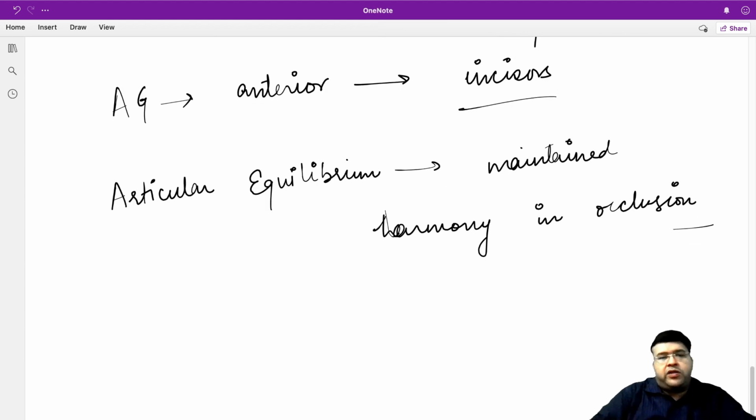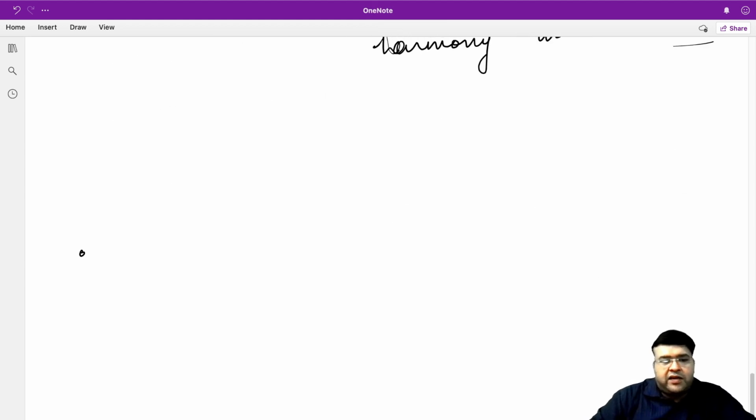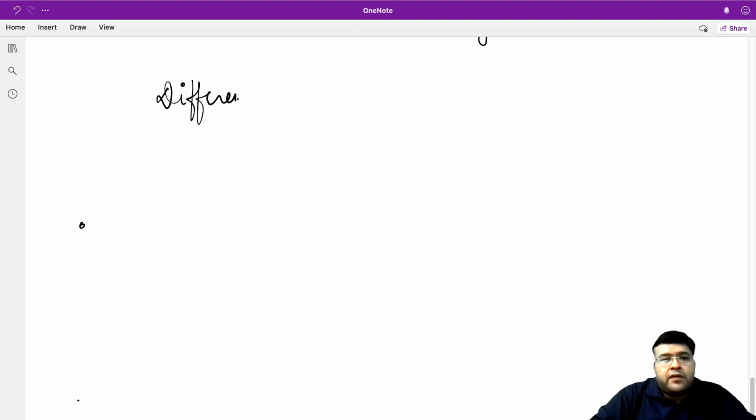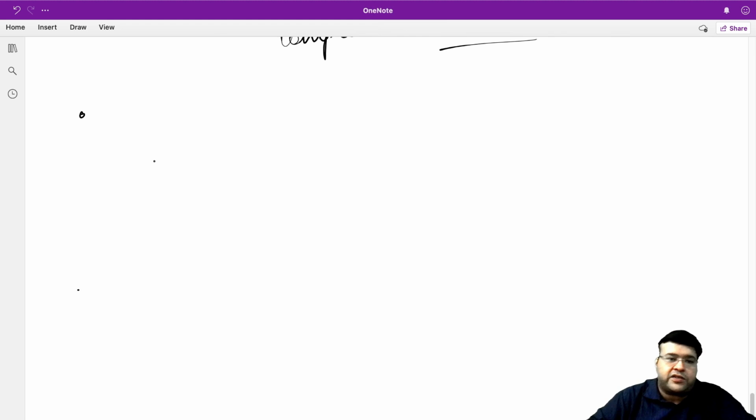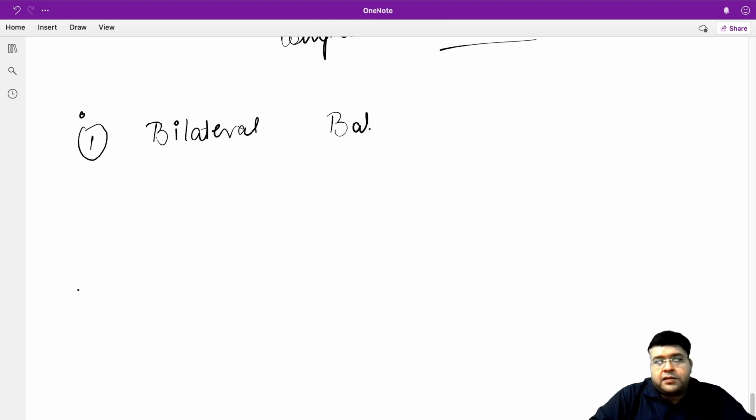Now, we have already discussed all these determinants. So what we need to discuss now are the different occlusal concepts in complete dentures. When you talk about different occlusal concepts in complete dentures, the first one is called bilateral balanced occlusion, BBO, bilateral balanced occlusion.